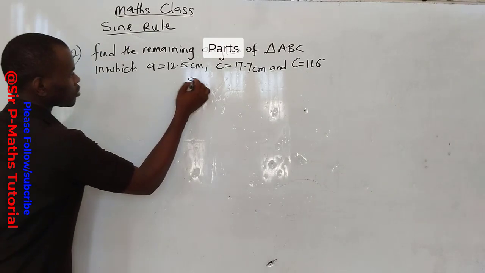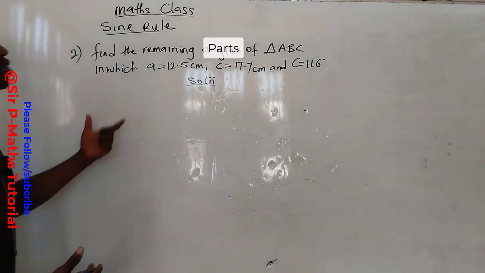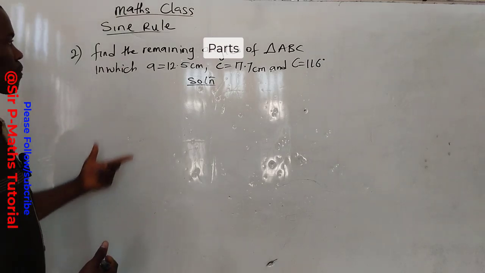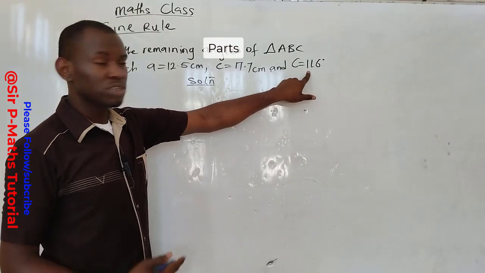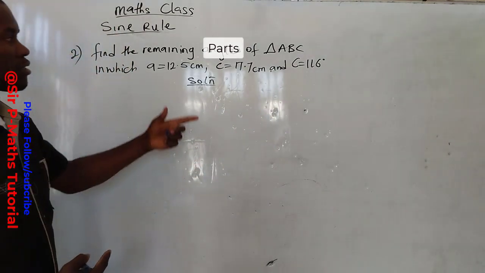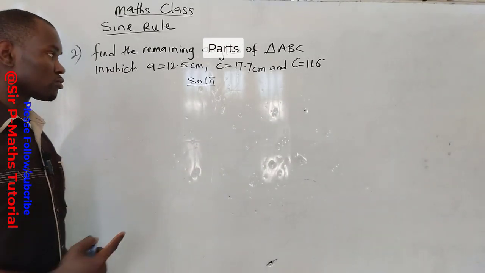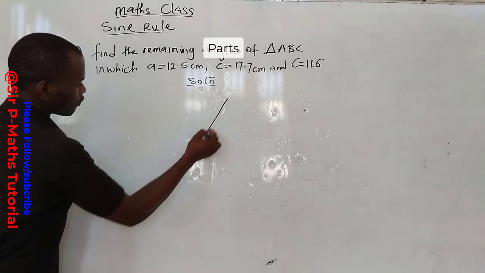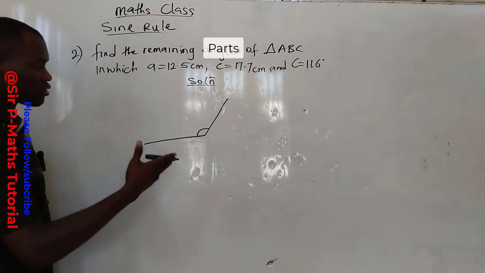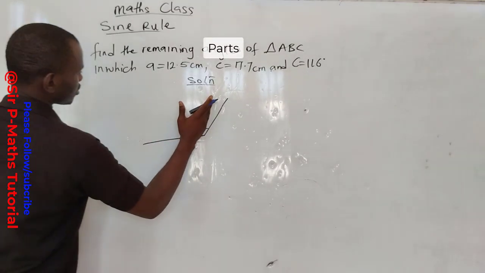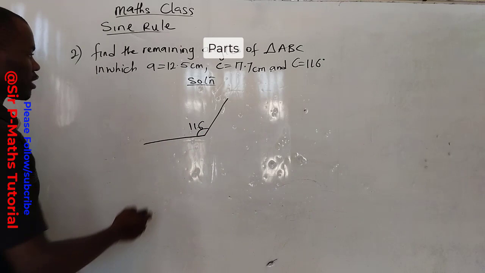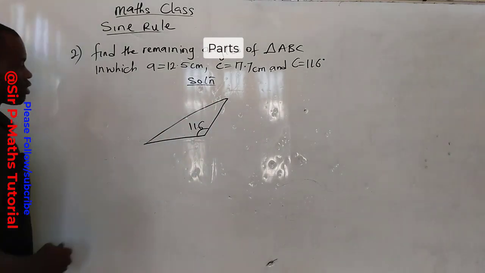Let's solve the second question. To solve this, the first thing I'll do is sketch my diagram. And before you sketch your diagram, at all times consider the given angles. I have one angle given which is bigger than 90 degrees, so this gives me an idea that my diagram will be an obtuse-angled triangle. If I draw my diagram, one of the angles must be more than 90 degrees, here as 116. So I will complete my diagram. It will look like this.